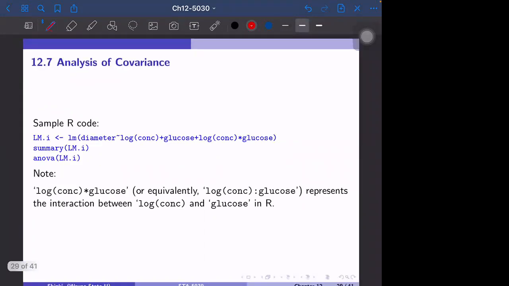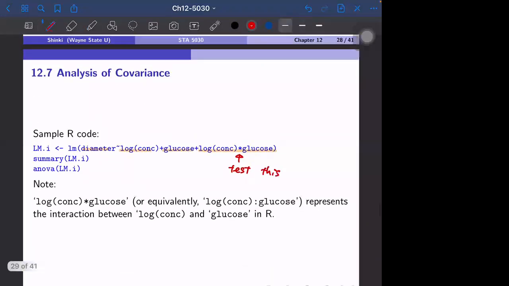And it can be done by ANOVA. So at first, to fit this model, diameter on log of concentration plus glucose and this interaction term. So basically, we want to test this. Equivalent, so we have the interaction term. We used the multiplication symbol, but we can also write the log of concentration colon the glucose.